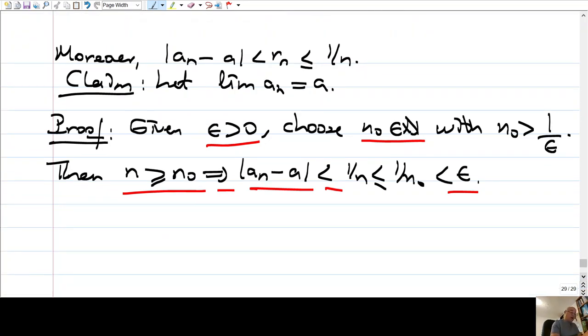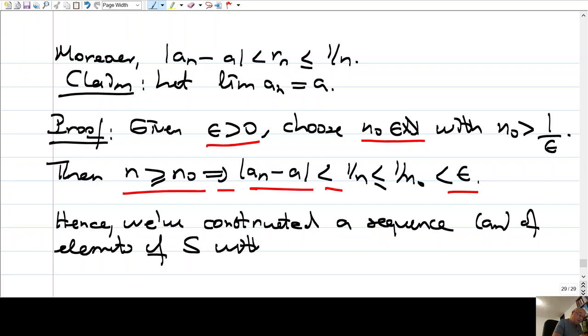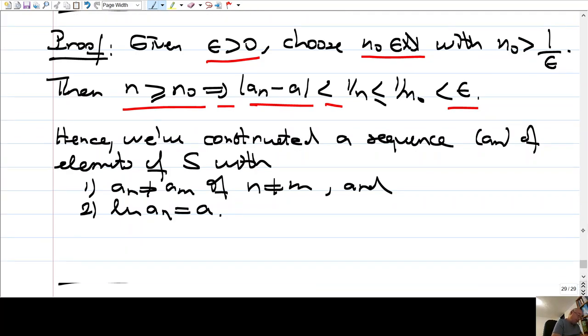So hence we have constructed a sequence a_n of elements of S with the desired properties. With which properties? First of all, the elements are different, and second property, limit a_n is equal to a. Okay, so this finishes the proof of half of the proposition, right?